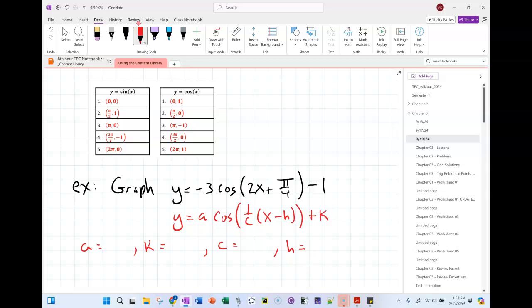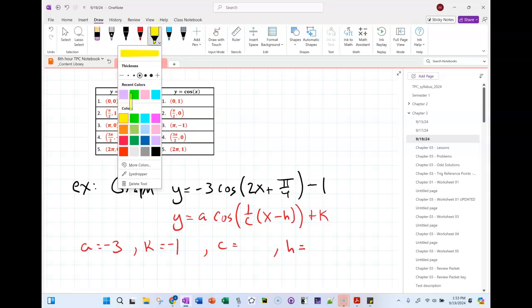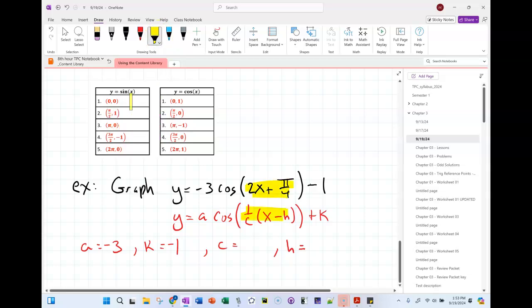All right, so what is my value for a? -3. Very good. Any questions how we got that? What's my value for k then? -1. Any questions how I got that? Before I go looking for my c and my h, what do I have to remember to do? Well, factor is the word that you're looking for, but that's close enough.